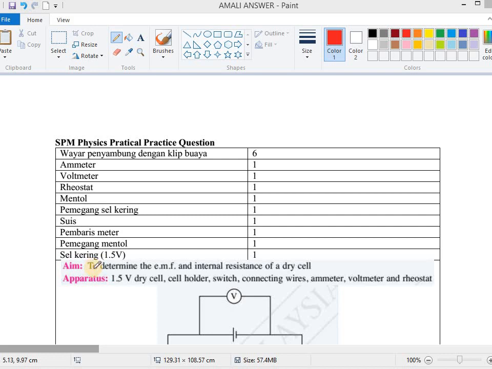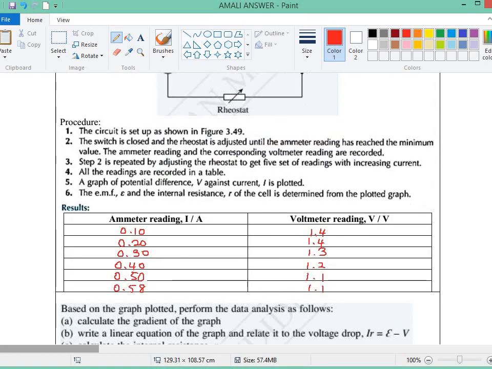Okay, in this video I want to show you how to answer this practice question. So you already have your reading, right? This is my reading. I purposely adjusted the rheostat so that I can get the ammeter reading to be 0.1, 0.2, 0.3, 0.4, 0.5, so that I can plot the graph more easily. This is how I carried out the experiment.